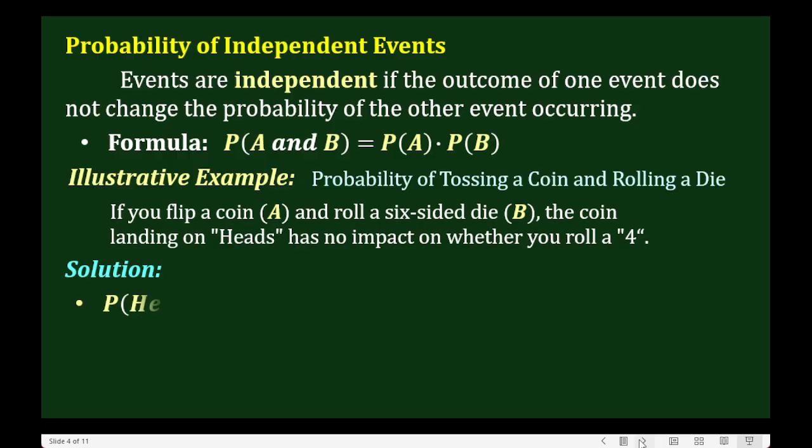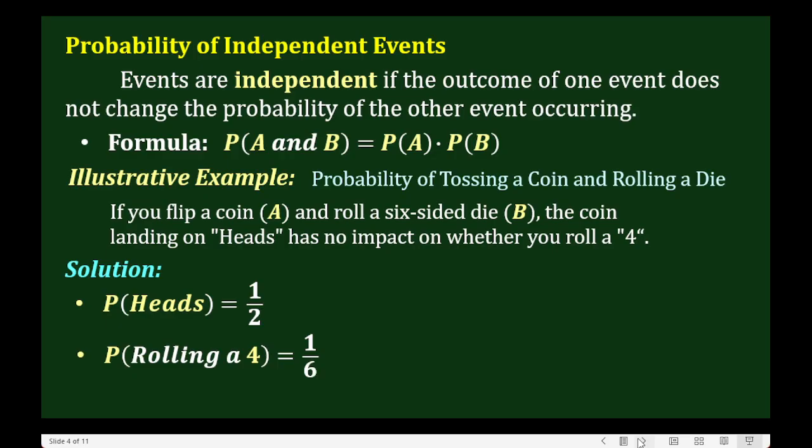Now for our solution, suppose when you flip a coin, a head came out. So what is the probability of flipping a coin where a head will show up? That is 1 over 2. And at the same time, we roll a die, and upon rolling a die, a four-dotted face will come out. So what is the probability? The probability is 1 over 6.